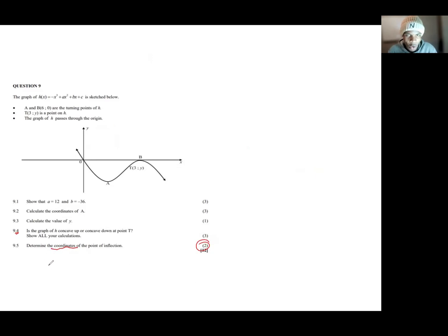Meaning at this point, we're only going to take the x-coordinate and substitute it back into the original equation so that we can have the y-coordinate. Remember, anything that has to do with finding the y-coordinate, you have to substitute into the original equation, right? So remember, our x-coordinate for the point of inflection was 4. So all we have to do is say, what is our h of x when x is equal to 4? So into the original equation, where there is x, we put 4. So there we go.